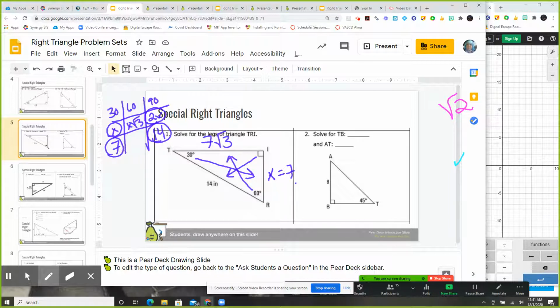You could also do Pythagorean theorem if you get to this point and you're not sure about that square root of 3. Do a squared plus b squared equals c squared. I know my c is 14. And I know my a is 7. So then you just subtract b squared equals 14 squared minus 7 squared, and you're going to get the exact same thing. It might be a decimal, but it's going to be the same thing.